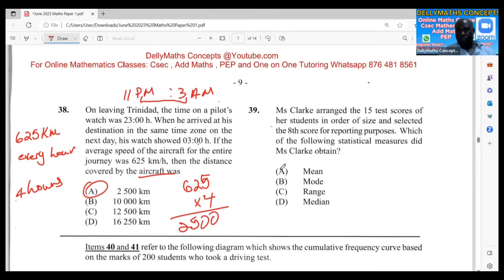39 says here, Miss Clark arranged 15 test scores of her students in order of size and selected the 8th score for reporting purposes. Which of the following statistical measures did Miss Clark select? We're talking about having 15 things, so we could line them up, 15 things.